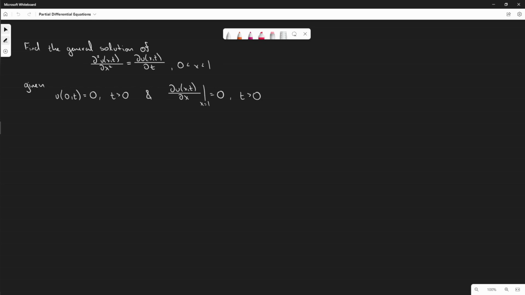We are asked to find the general solution of this partial differential equation on the domain of x between 0 and 1, and we are given that u(0,t) is equal to 0 for t greater than 0, and the partial derivative of u with respect to x at x equals 1 is also equal to 0 for t greater than 0.